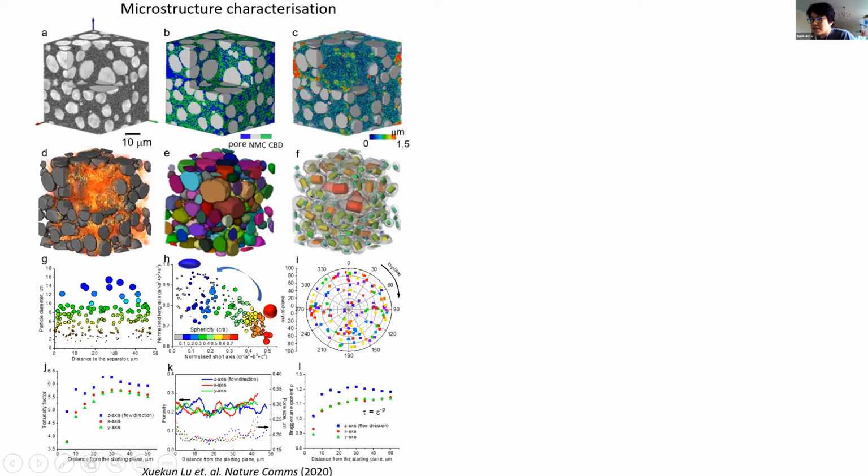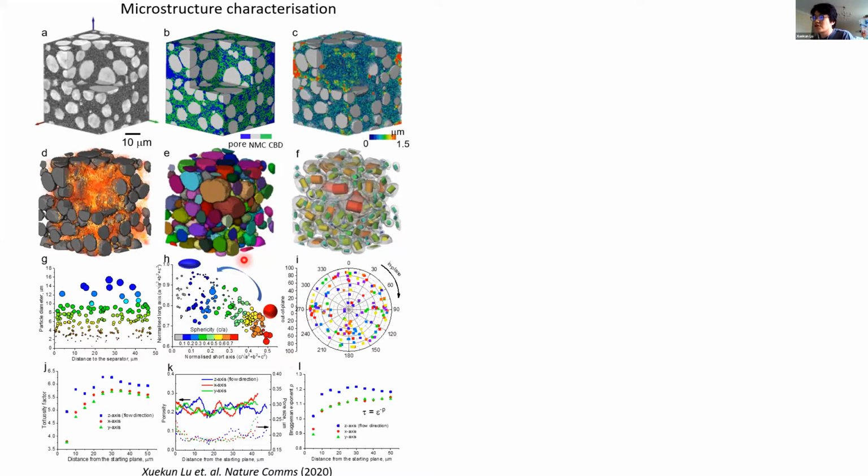What we can see, with the symbol size proportionally related to the particle size, is that at each depth of the electrode it consists of large particles, small particles, medium particles, and small particles, from 2 micron to 14 micron. But across the depth, it's quite consistent.